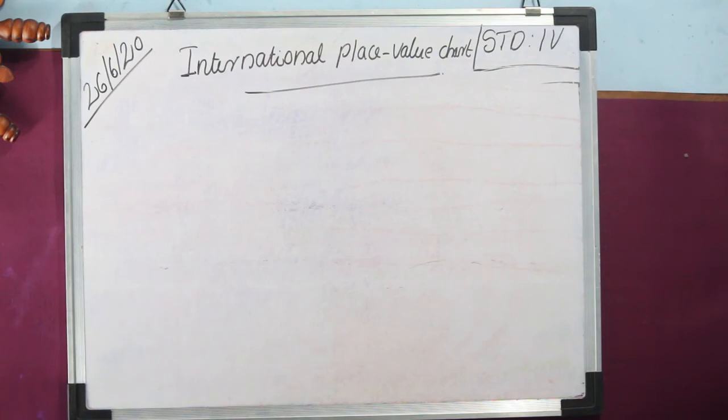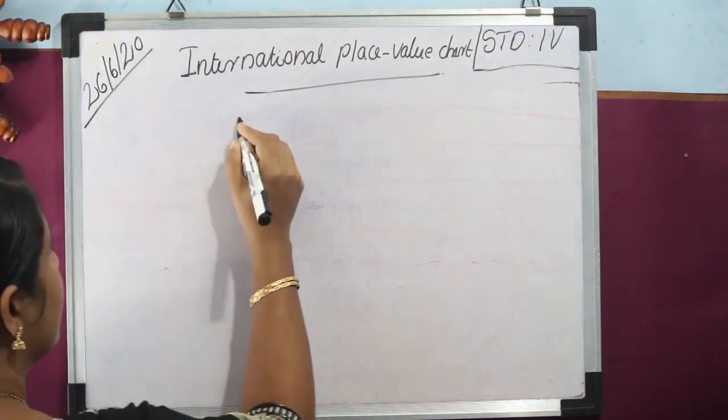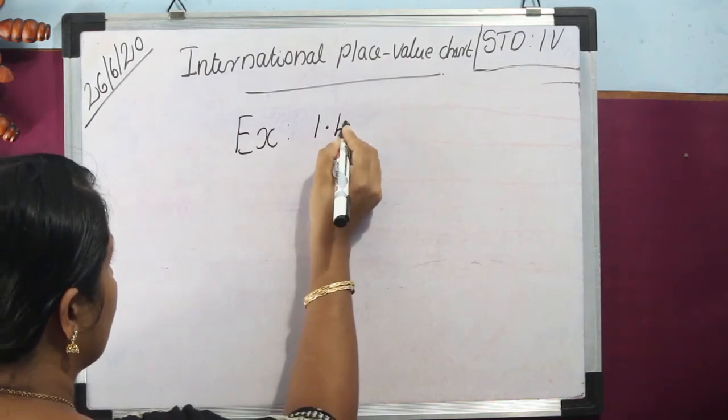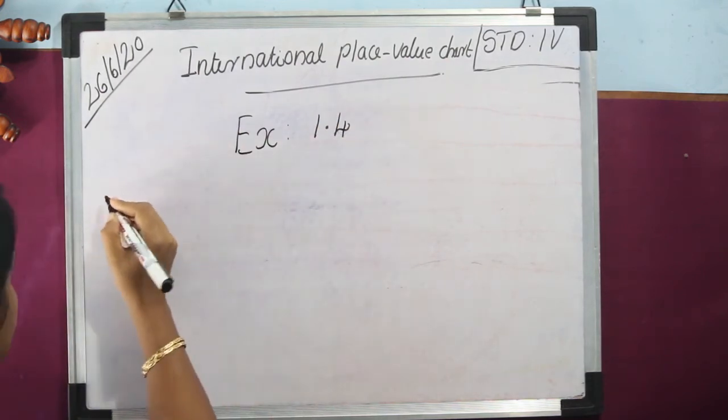Next we will discuss exercises. All of you take page number 77, exercise 1.4. First question. Write the number names using the International Place Value System. Exercise 1.4. Number names.